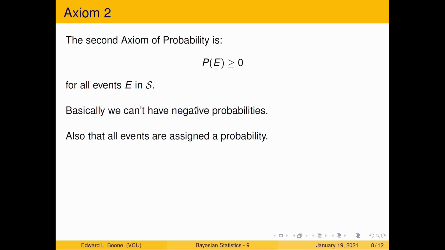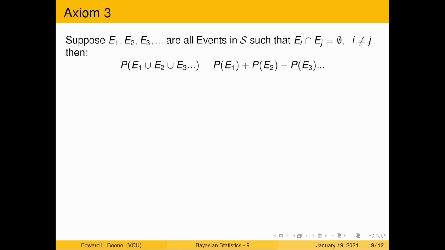All right, the second axiom of probability is the probability of any event is greater than or equal to 0 for all the events in the sample space. So we're saying we can't have negative probabilities, and it also says that all events are assigned a probability, even if that probability happens to be 0. Everything gets assigned a probability, and they're all greater than or equal to 0.